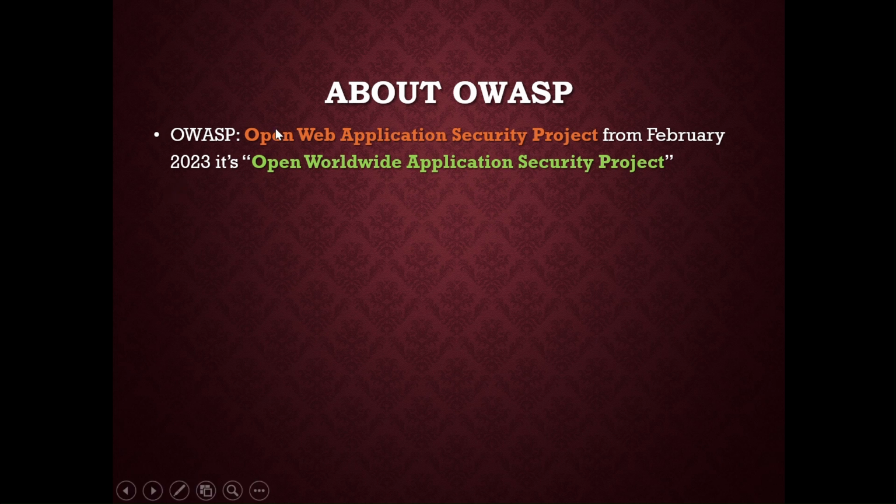Until February 2023, the full term of OWASP is Open Web Application Security Project. After February 2023, it was renamed. The Web changed to Worldwide: Open Worldwide Application Security Project. Now, OWASP means Open Worldwide Application Security Project.